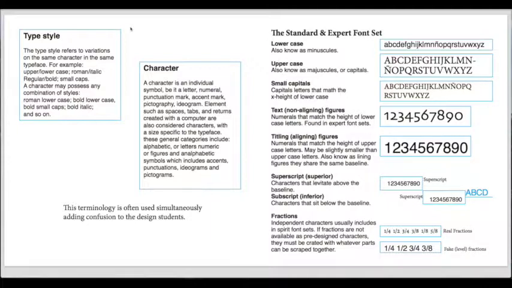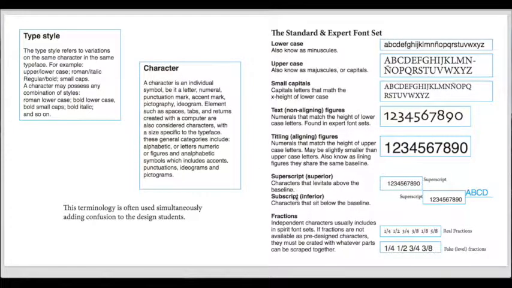Aligning figures. Numerals that match the height of an uppercase letter. Small capital figures, smaller than uppercase letters, also known as aligning figures, share the same baseline. Superscript, superior. Characters that sit above the baseline. Subscript, inferior. Characters that sit below the baseline.